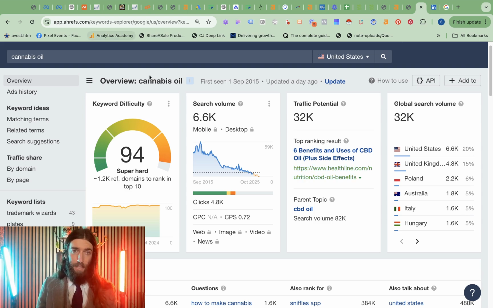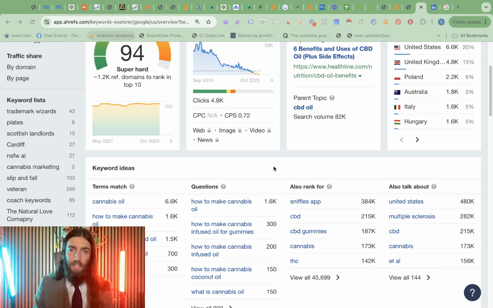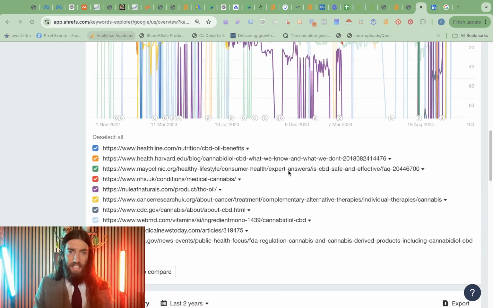Now, a lot of the time, cannabis oil would say, this is an item, this is a product. So this would be top marks for a good commercial transactional keyword. But it still pays to actually look at the search results, because in this particular example, we can find the search results are very biased in a certain way.